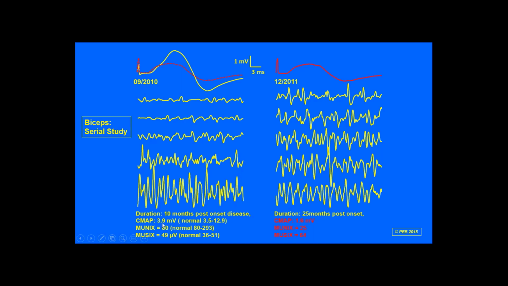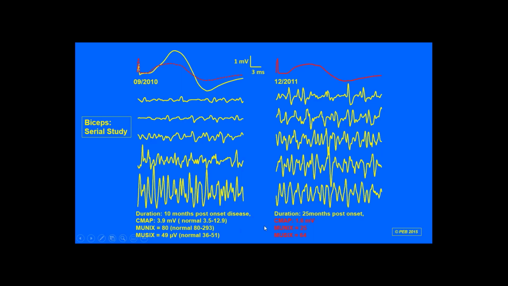And then you can just simply see we had a drop in the CMAP of 3.9 to 1.6, and we went from a MUNIX of 80 down to 25. And the MUSIX, the size index, went from 49 microvolts up to 64. So when you think about it, the CMAP dropped by about half, roughly, and the MUNIX went from 80 way down to 25, so it was a greater loss.